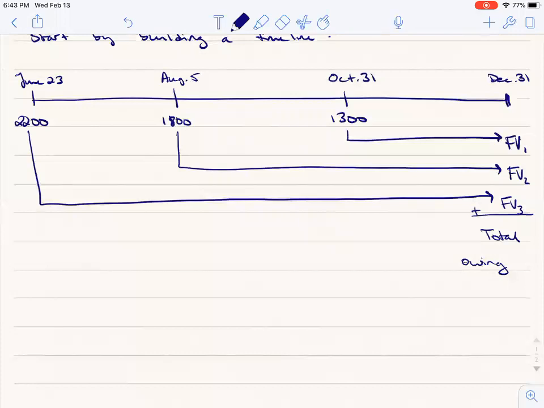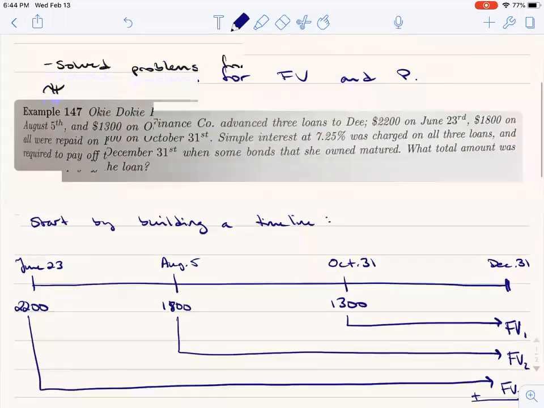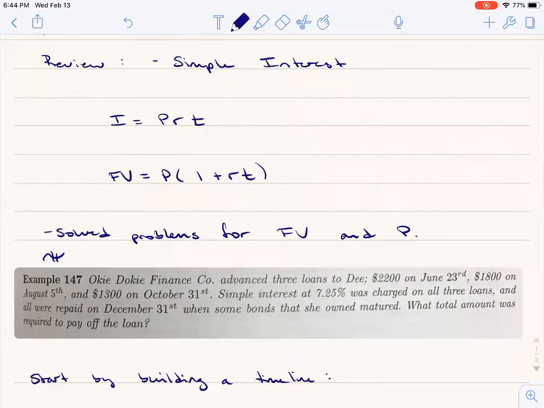We need to put, because the length of each arrow is time, and in our calculation, if you go back up to our formula, now we want to solve for a future value. We know each of the present values, the principal amounts, are just the original loan amounts. And then one is just one, and the rate we know is 7.25%, and time is the length of each arrow. And so that's what's going to change for each of them.